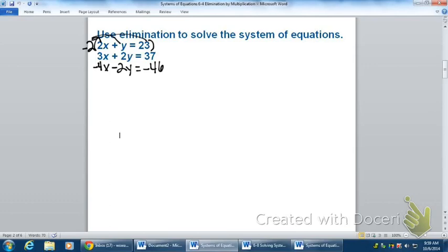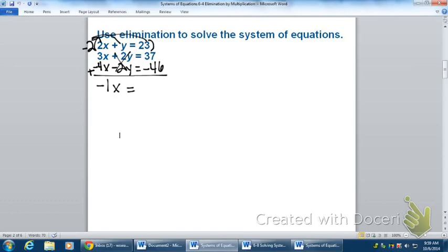So I chose to multiply the top by -2. The reason why I did that is so my y's will cancel. I can use elimination to solve from right here. If I add those together, -4x plus 3x gives me what? -1x. My y's cancel.